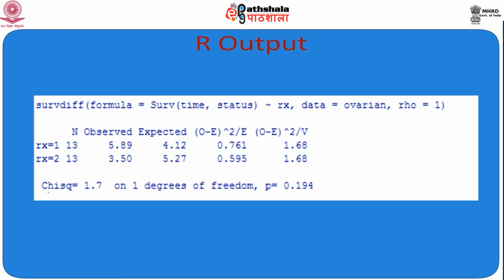However, expected value also reduced from 5 point something for treatment 1 to 4.12 for treatment 1, and again reduced to 5.23 for the second treatment group. This is also done with the chi-square test to find out the treatment difference, and the chi-square test value shows 1.7 with 1 degree of freedom. So here we can see that there is a slight difference given by the p value.